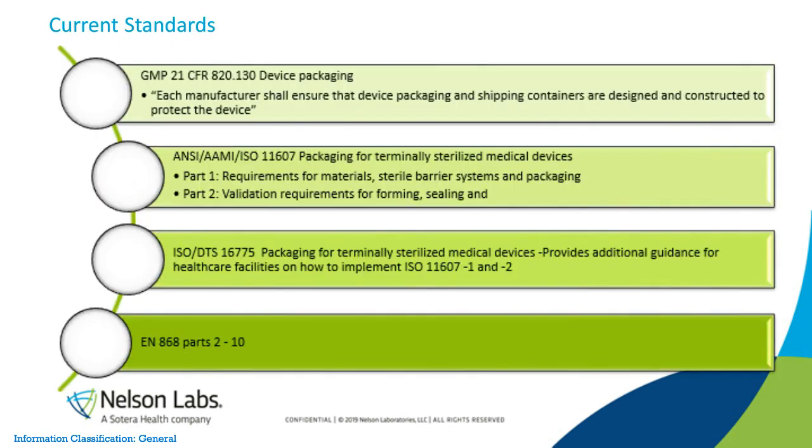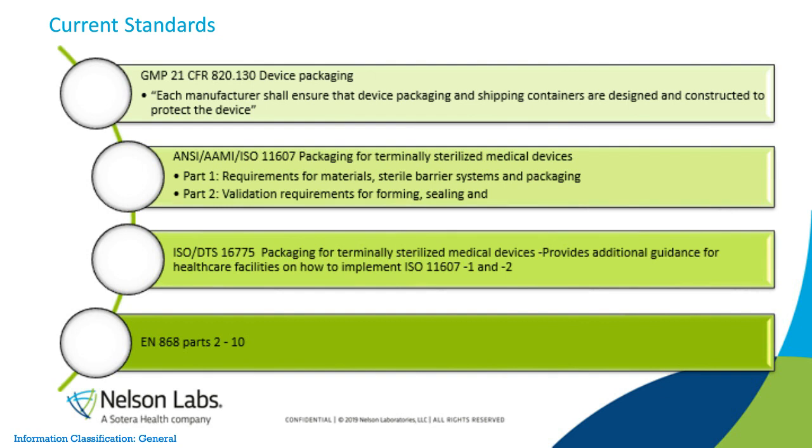This slide is a summation of all the current standards that are applicable to the packaging industry. We have our GMP 21 CFR. Our device packaging is called out that each manufacturer shall ensure that the device packaging and shipping is designed and constructed to protect the device. The overarching AAMI ISO document is outlined in 11607, which has currently been revised in the EU and is in process of approving in the US.